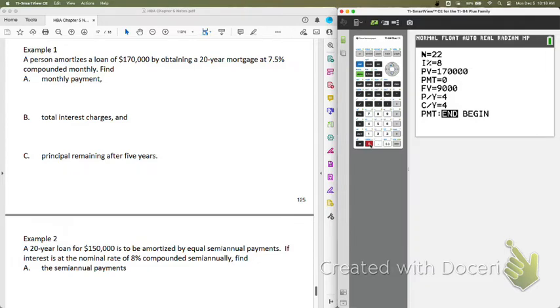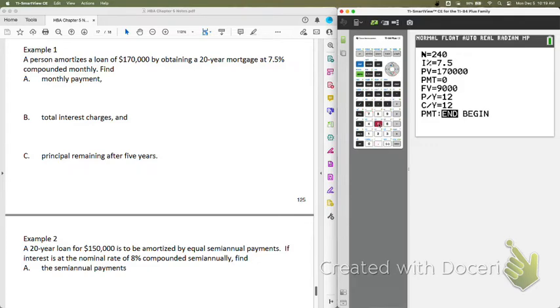Okay. We also know we are compounding monthly, so PY, CY should both be 12, not 11, 12. All right. N is 20 years compounded monthly. So for us, this is going to be N is 12 times 20. I'm not necessarily going to do that. I'm just going to say 12 times 20. My interest rate on this one is 7.5%.